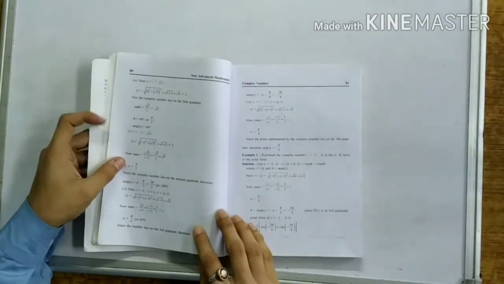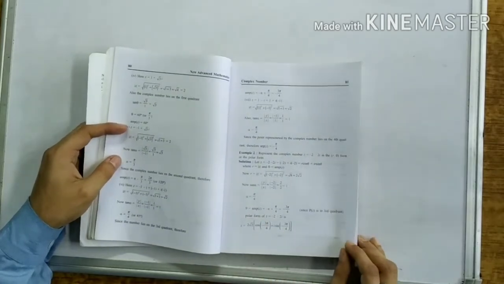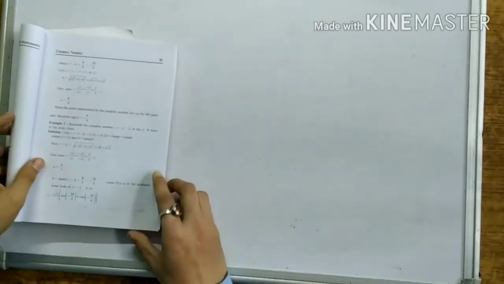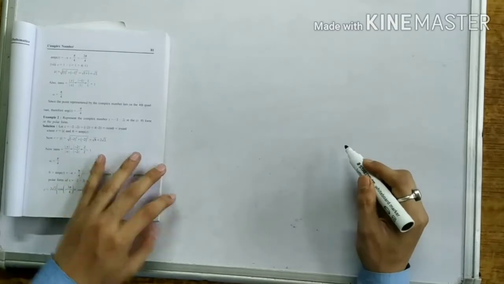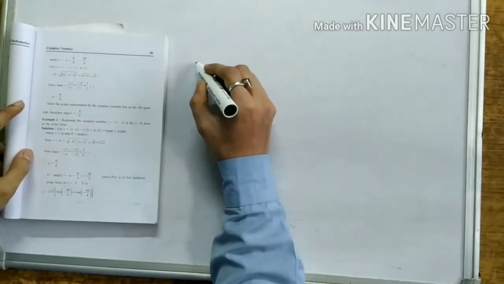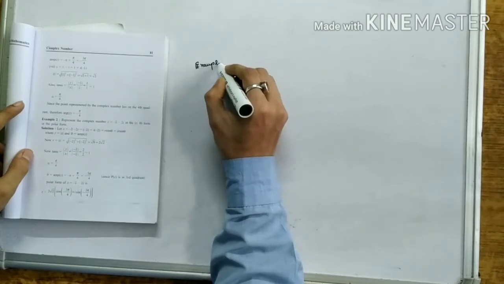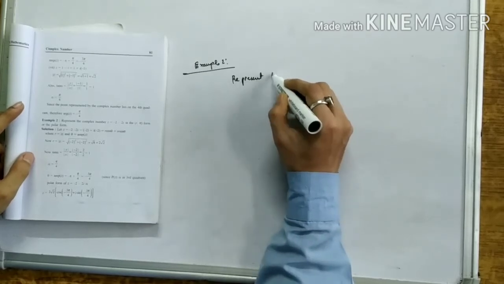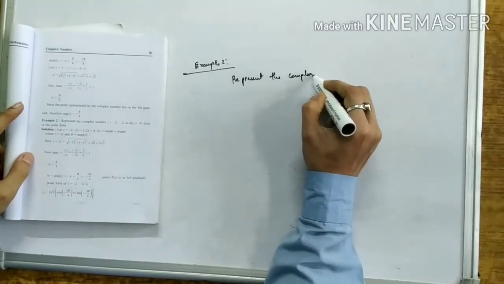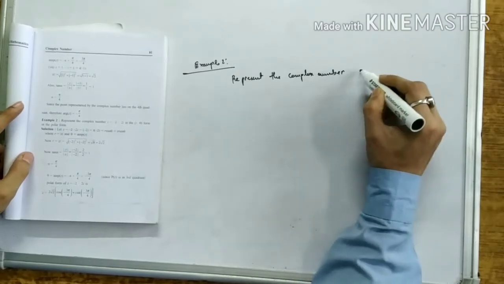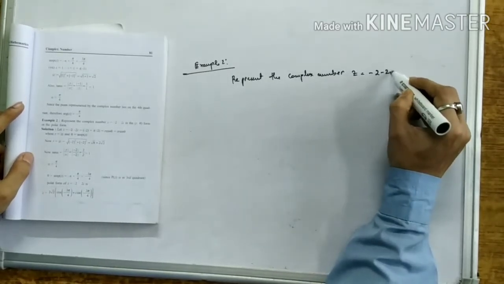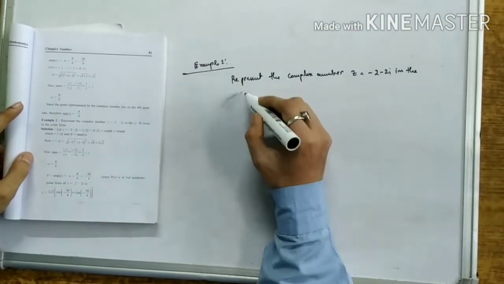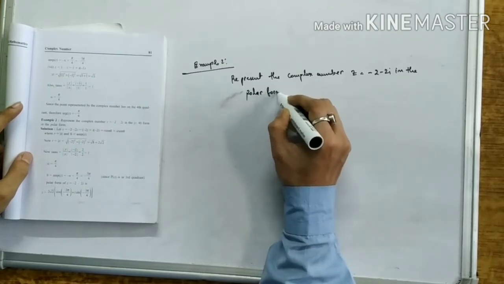So next, example 2. Represent the complex number Z is equal to minus 2i in polar form. Okay, r theta form means polar form. This is our example 2. Example 2 is saying: represent the complex number Z is equal to minus 2i in polar form. R theta form means polar form.